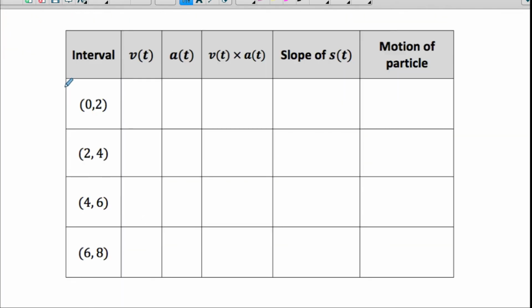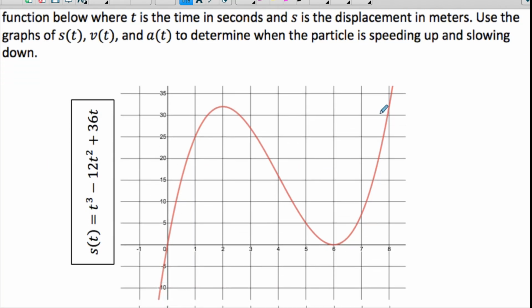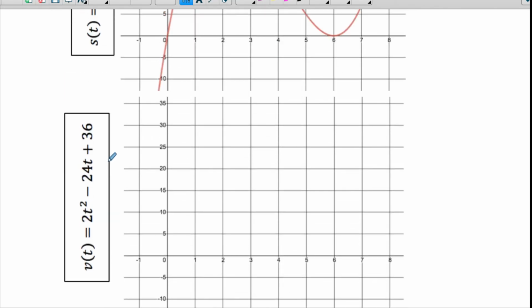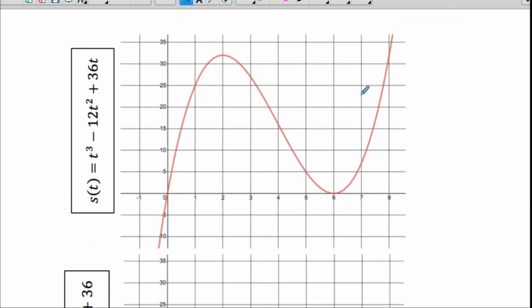So we're going to fill in this chart using this graph. Now for our first example, it may help if we actually sketch the graph of v at t and a at t based on the graph of s at t. But we won't need to do that for future examples. We should be able to tell just from this function here.